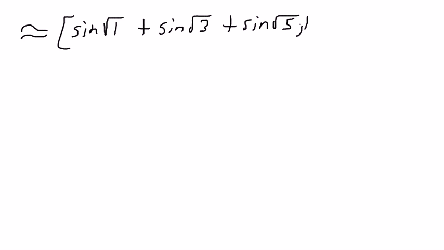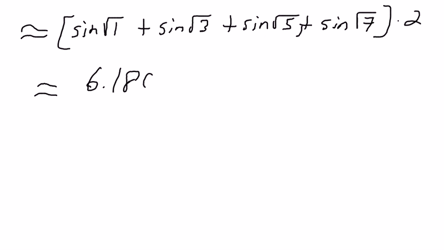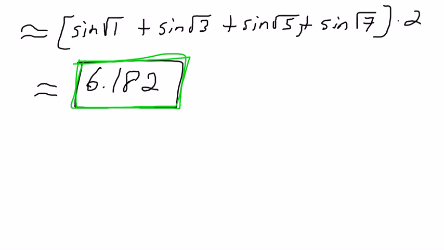So what that does is that you have sine of the square root of 1 plus sine of the square root of 3 plus sine of the square root of 5 plus sine of the square root of 7. These are all going to be multiplied by 2, because remember that's your delta x, and that's going to give us 6.18. And that's just how you do a simple midpoint rule, the application of Riemann sums.